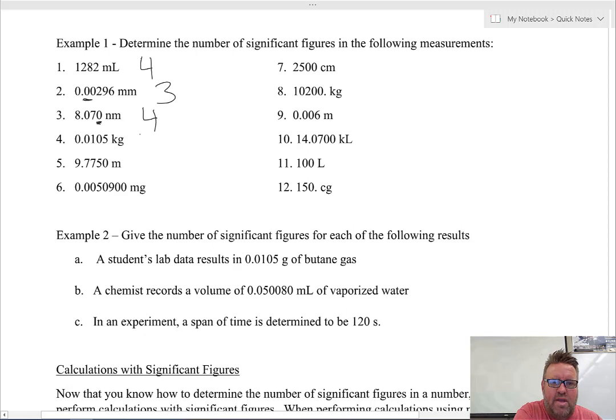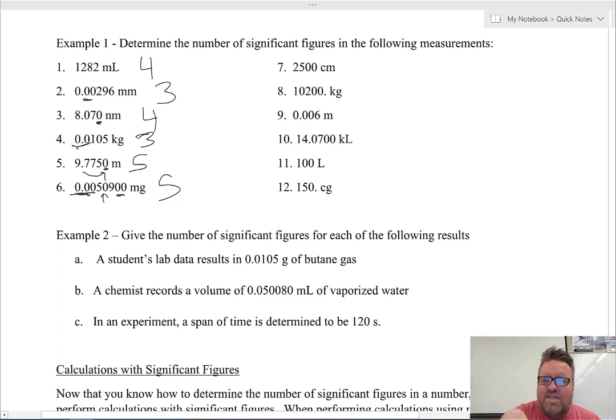Okay, number 4 has 3 significant figures. Those are leading zeros, just like number 2. Number 5, again, the number ends in zeros, but it's after the decimal point, so it counts. So that's 5. Okay, number 6, none of these count. Those are leading zeros. That zero is between the 5 and the 9, and those are final zeros after the decimal point, so they count. So that number has 5.